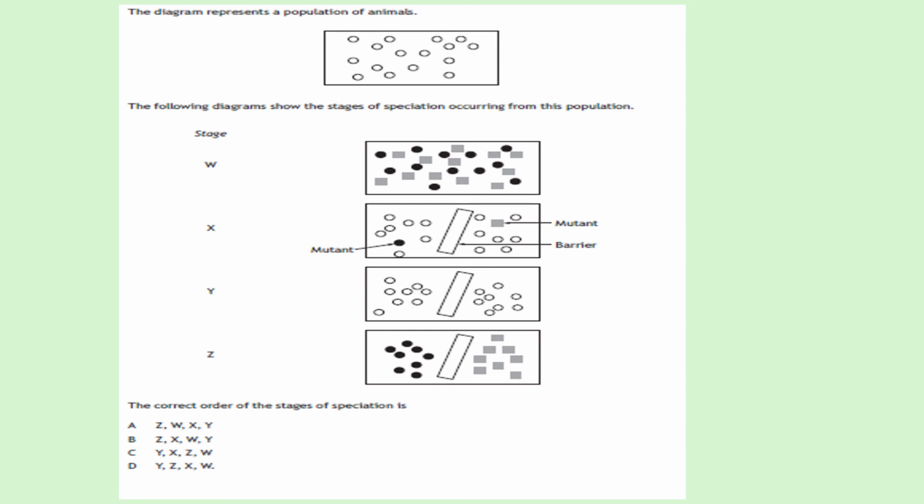So the answer would be that we have to start off with the isolation barrier, so that would be Y. And then we have to have a mutant in our population, so that would be X. And then natural selection would cause this mutant's favourable characteristics to be passed on, so that would then lead to Z. And then, even although our barrier was removed, our species would be too genetically different and they would no longer be able to reproduce to produce fertile offspring. So we would have Y, X, Z, and then W. So the answer would be C. So well done if you managed to get that correct. If not, then you need to go back and watch the video again.